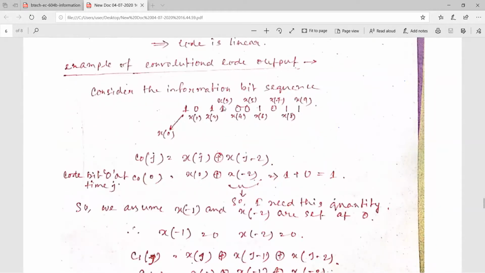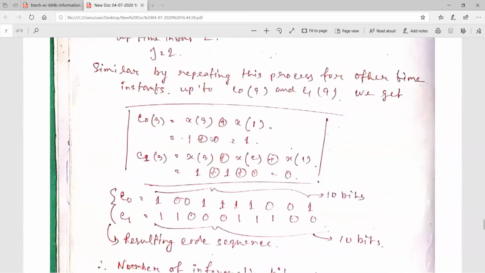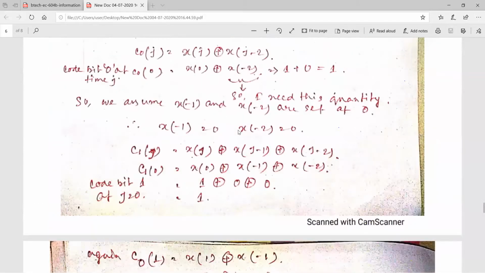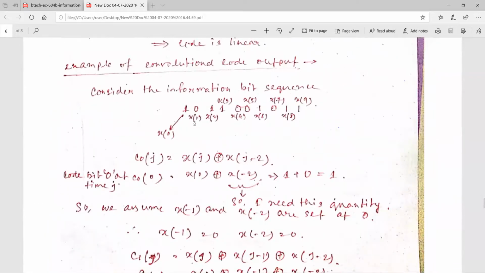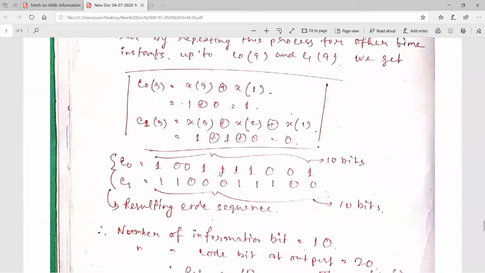X of 3 is 0, 1, 2, 3. So this is 1. X1 equals, what is the value of x1? X1 equals 0. So here this is x3. That means x3 XOR x1. So 1 XOR 0. So this is 1.